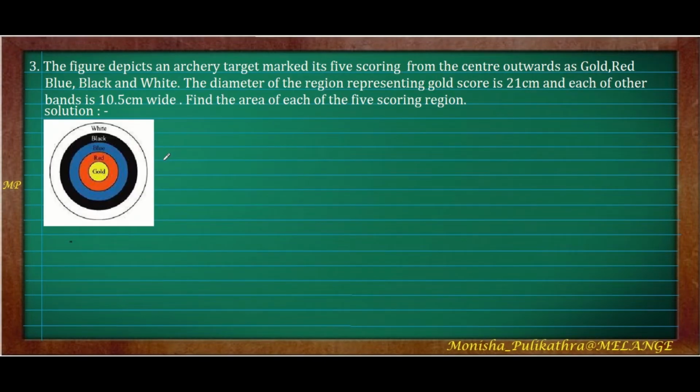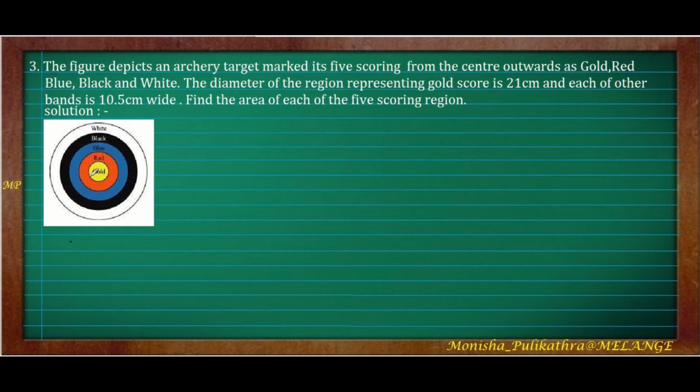Moving on to the third question. Here the figure depicts an archery target marked with 5 scoring regions from the center outwards as gold, red, blue, black and white. The diameter of the region representing gold score is 21 centimeter and each of the bands is 10.5 centimeter wide. Find the area of the 5 scoring regions.